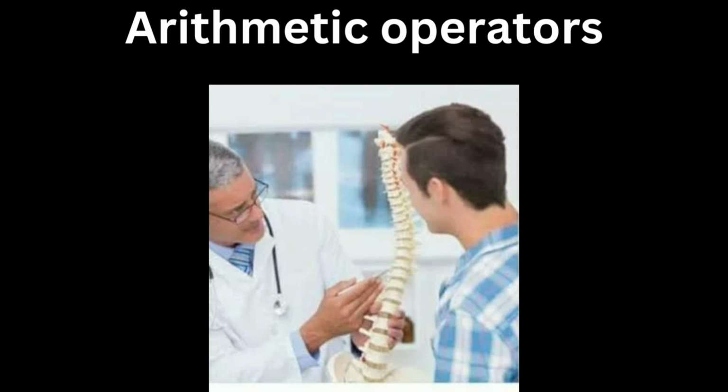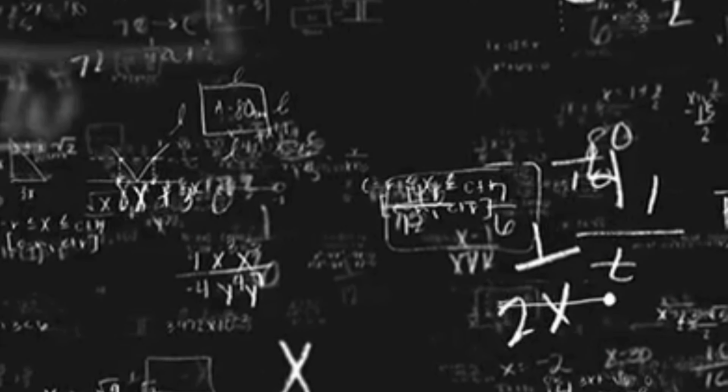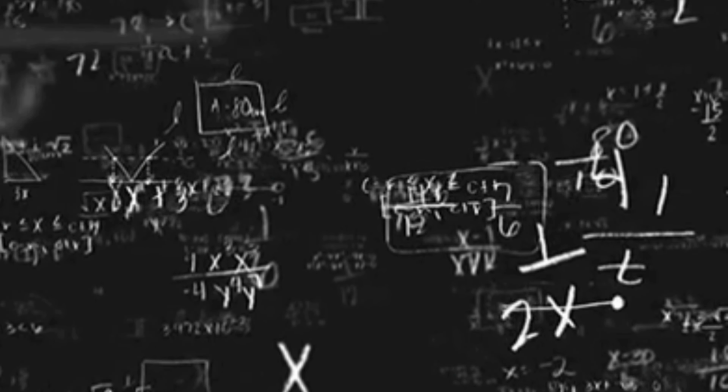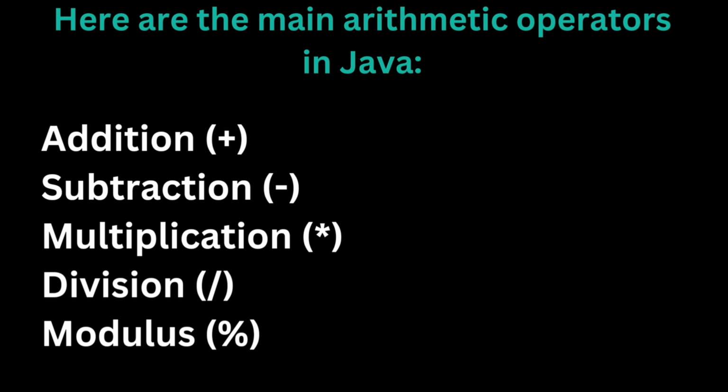Arithmetic operators are the backbone of any programming language, and Java is no exception. These operators help us perform basic mathematical operations. Think of them as your digital calculator. Here are the main arithmetic operators in Java: addition plus, subtraction minus, multiplication, division slash, modulus %.